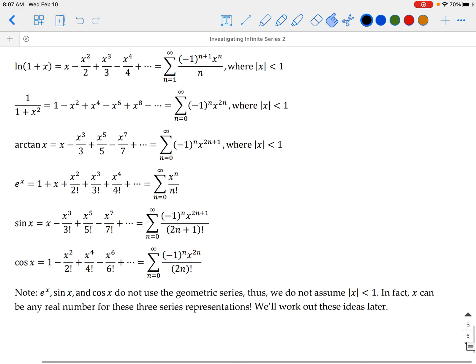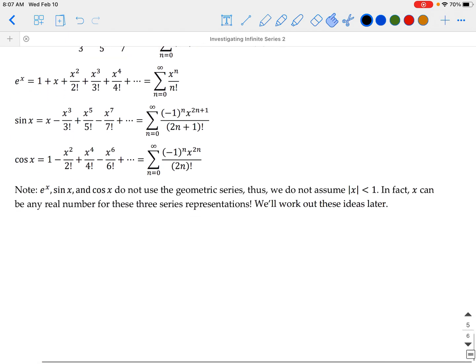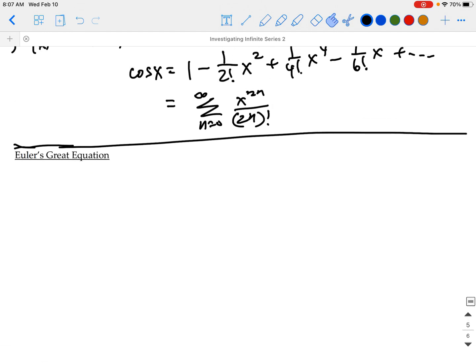And on the bottom or the back side here, you'll see all of the formulas that we've derived. So all of the formulas will be here. And again, we'll work out their radiuses of convergence later. So Euler's great equation, which you've all probably seen before, is e to the I pi plus 1 equals 0. So, or e to the I pi equals negative 1.